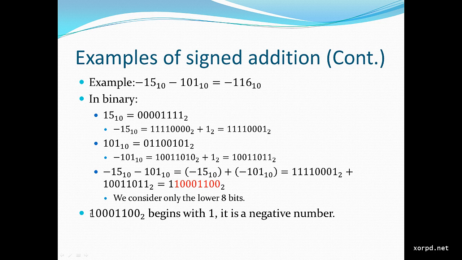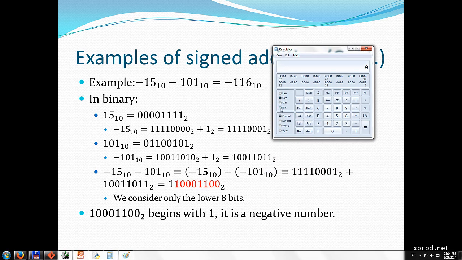We can see that the resulting number begins with 1, which means that it is a negative number. If we would just take this number, for example, we can take the calculator, I pick the binary, and now I just take this number here marked in red, 10001100, and I turn it back into decimal, I get a wrong result. This is not the wanted result, and that is because I haven't yet converted it to a positive number.